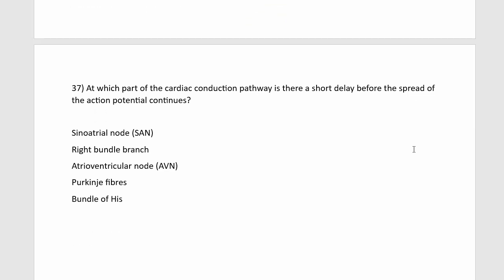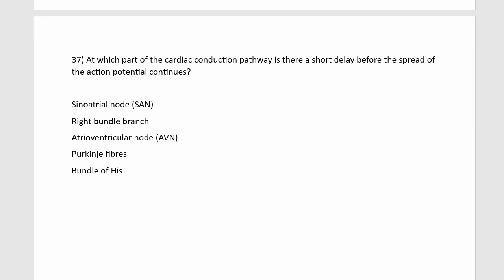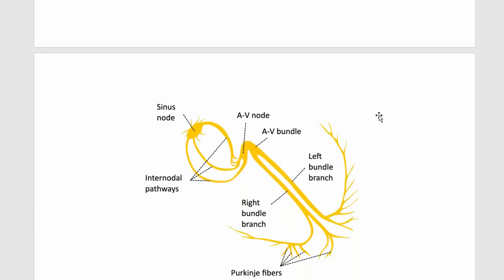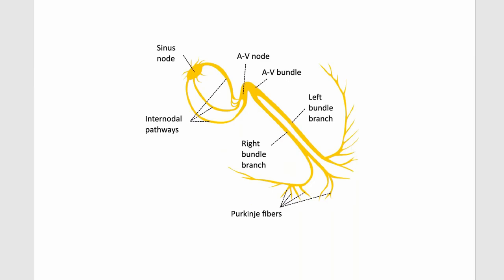Right. Question 37. At which part of the cardiac conduction pathway is there a short delay before the spread of the action potential continues? Is it the sinoatrial node, the right bundle branch, the atrioventricular node, the Purkinje fibers, or the bundle of His? So let's have a quick little look at this pathway, shall we?